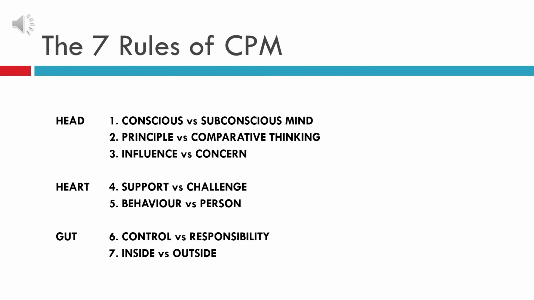There's 7 rules of CPM. In this slide we'll concentrate on the first 2 rules. The remaining 5 rules will be discussed in later slides under the heading of how to create a good or bad habit. The first rule is the conscious versus the subconscious.